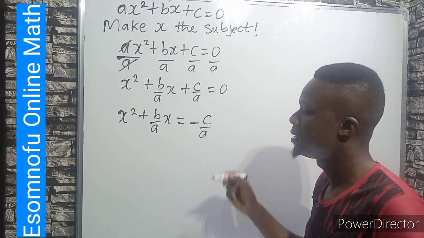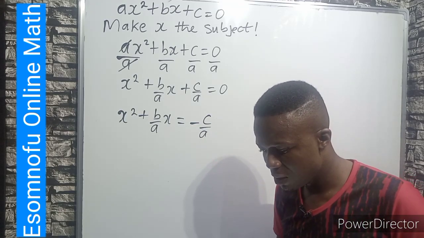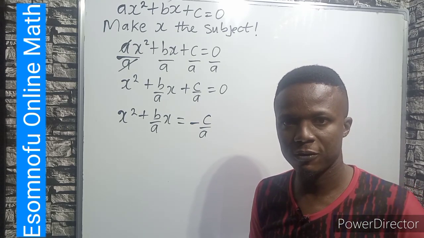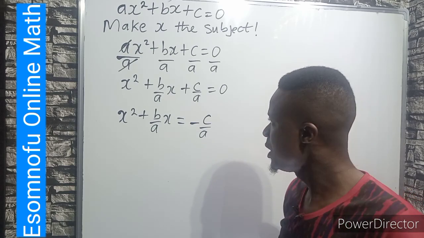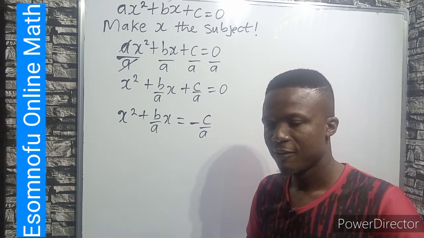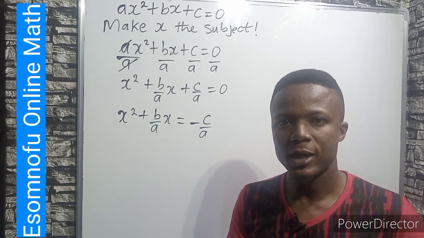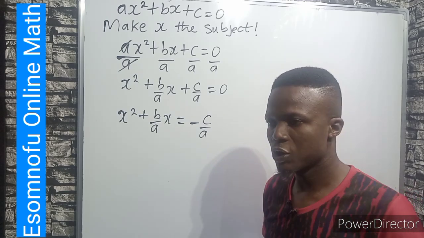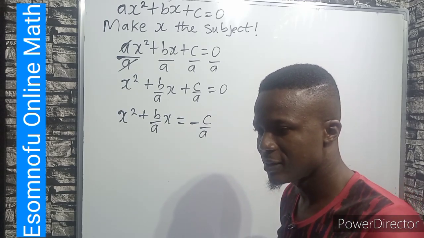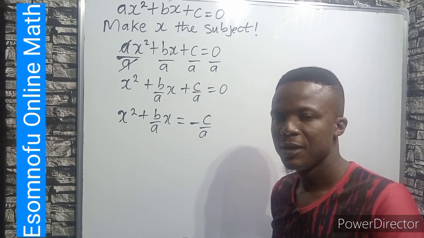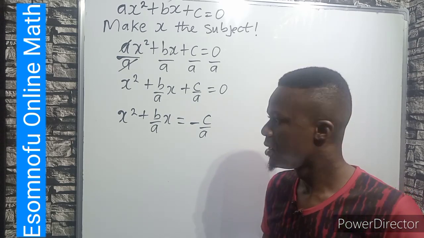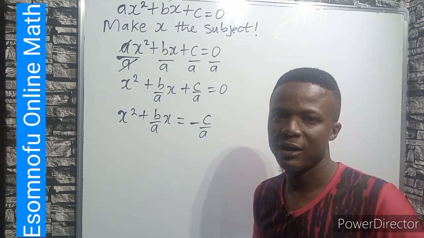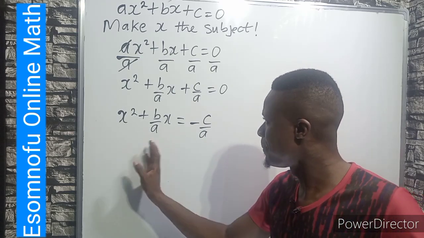all over a. The next step you take is to add to both sides half the square of the coefficient of x. First of all, you need to get the coefficient of x, find half of it, square it, then add it to both sides. Remember, in any equation, whatever you do to the left hand side you also do to the right hand side, and that keeps the equation balanced. Therefore, what we need to do here is to make the left hand side factorizable, so we need to make it a perfect square.